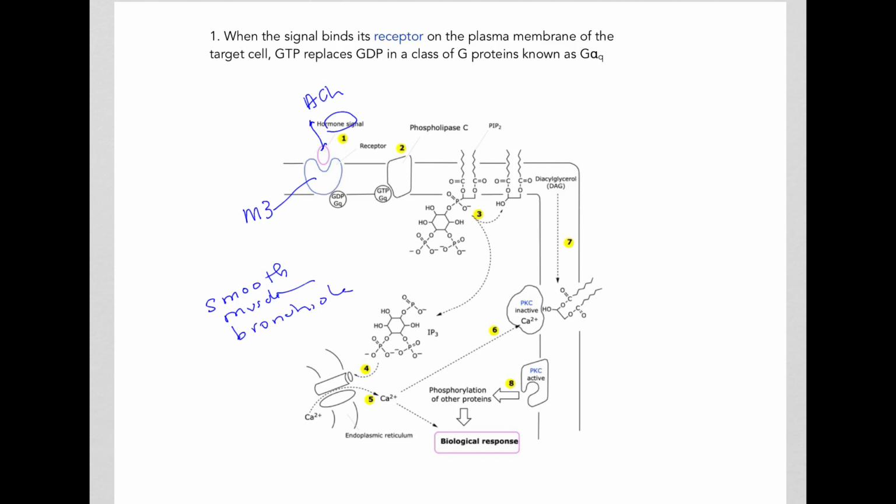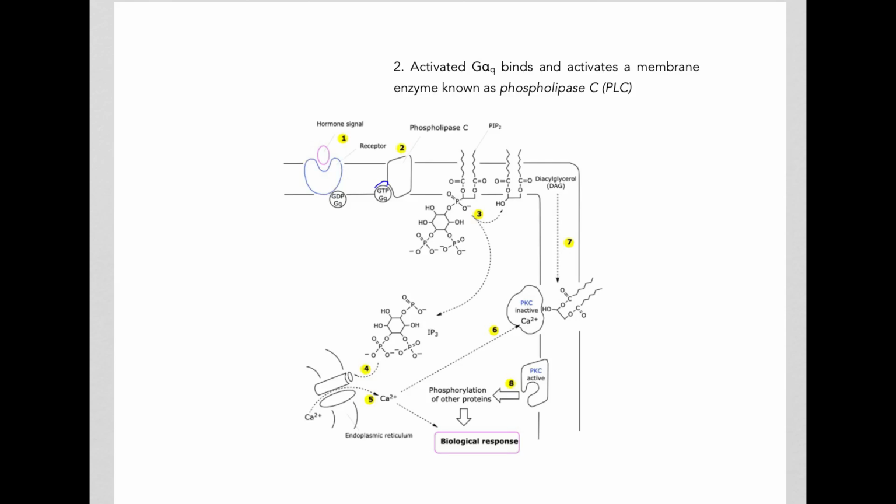So in this case, we first see the acetylcholine will bind to the receptor, and this is the G-alpha-Q associated receptor. So we see a G-alpha-Q, and as before, the GDP in this protein will be replaced by a GTP. So the G alpha Q protein that is associated with a GTP now becomes activated, and it will bind this enzyme called phospholipase C.